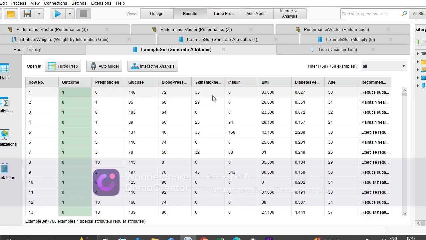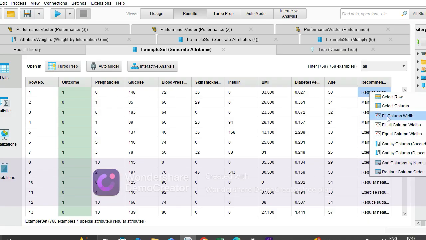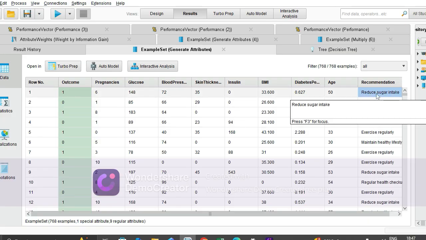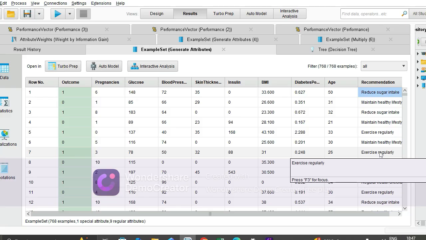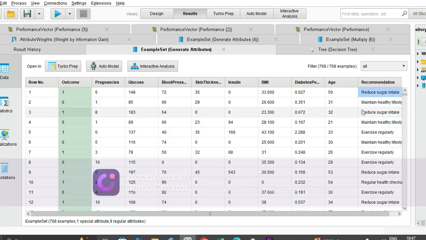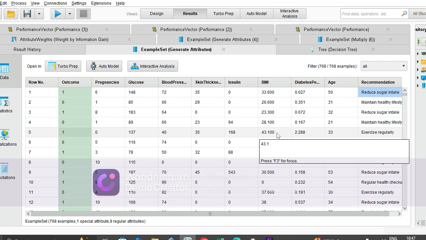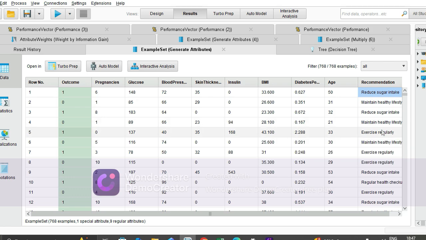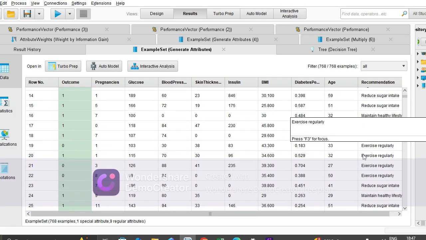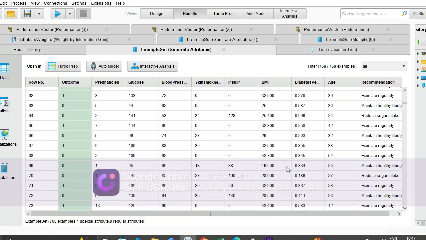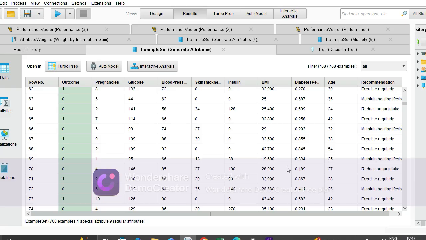Say a person has diabetes, glucose level 148, BP 72, age 52. Then it will recommend that the patient reduce sugar intake. If the person has glucose level 83 and age 32, it will also suggest reducing sugar intake. And if a person has glucose level 137 and age 33, then it will suggest exercise. So the system will advise the patient based on key factors. This is the main feature of my project.